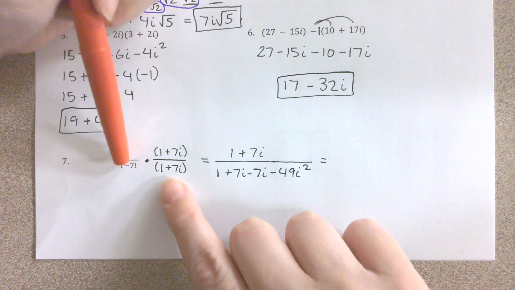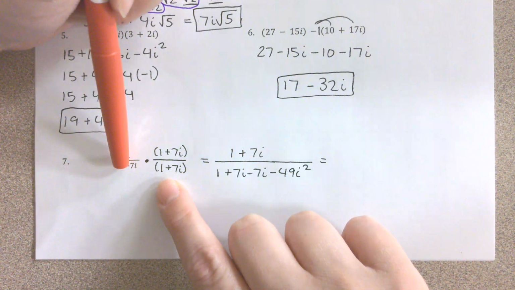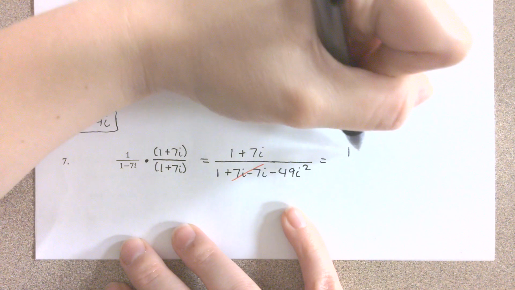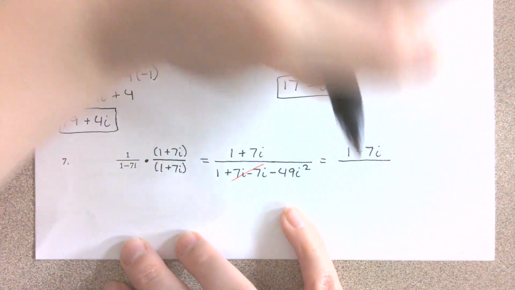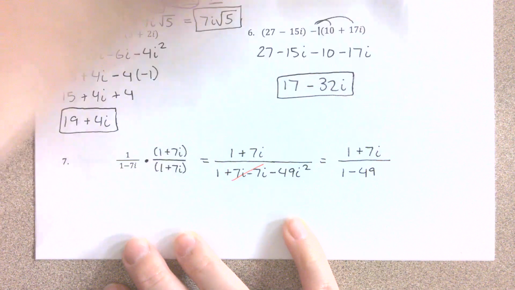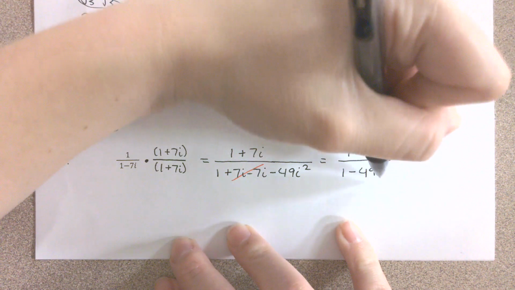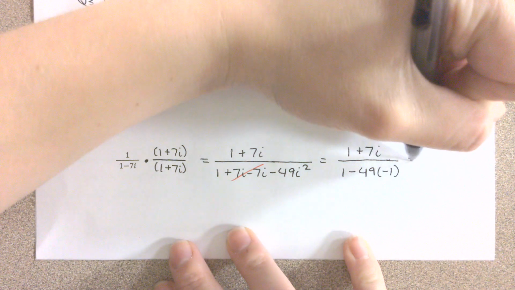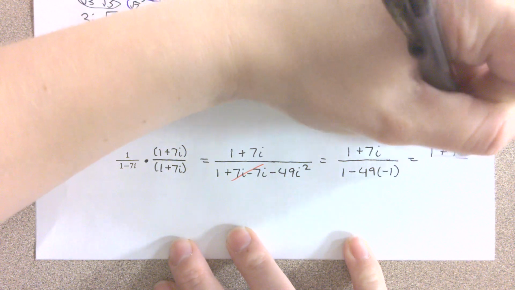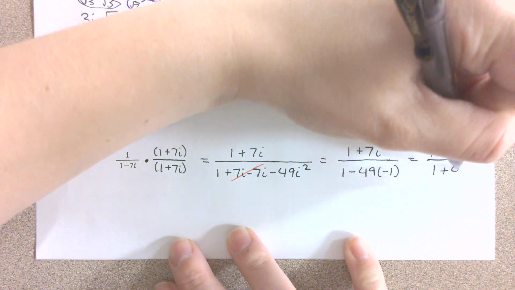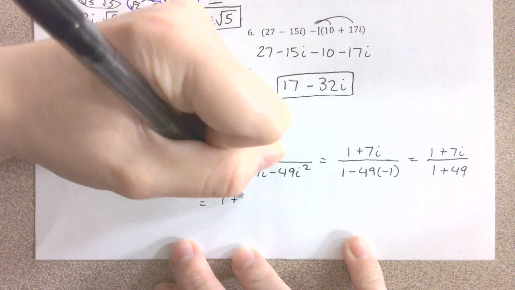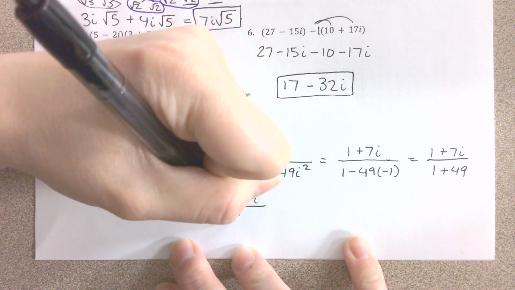Now these conjugates are actually difference of squares, so when you do this FOILing, the middle 2 terms should always cancel out. So now we have 1 plus 7i over 1 minus 49i squared, and we discussed earlier that i squared is negative 1. So we'll change that to negative 1. 1 plus 7i over 1 plus 49, almost done. 1 plus 7i over this is actually 50.